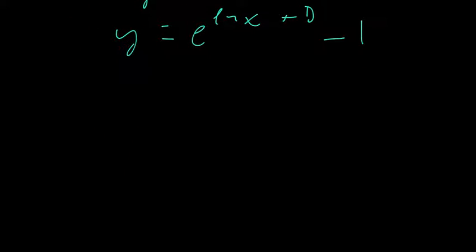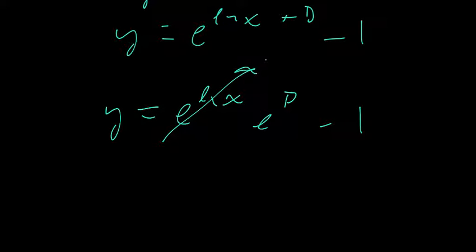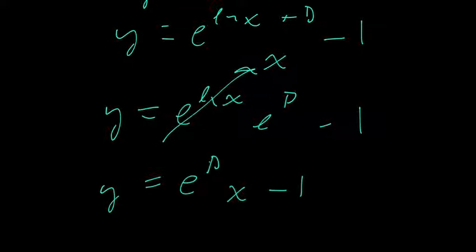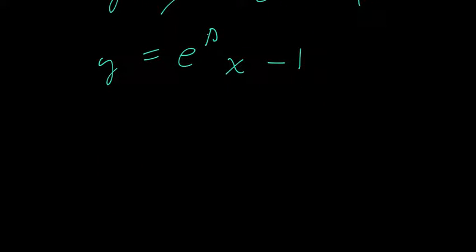And we can simplify this. We can say y is equal to e to the natural log of x times e to the d, minus 1. And so this will just become x. So we'll get y is equal to e to the d times x minus 1, or simply just y is equal to some constant times x minus 1.